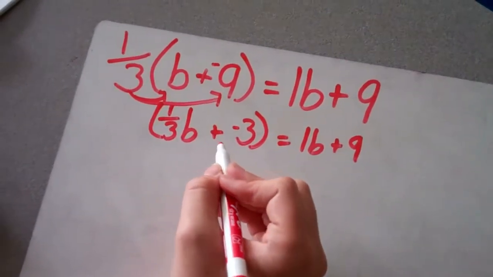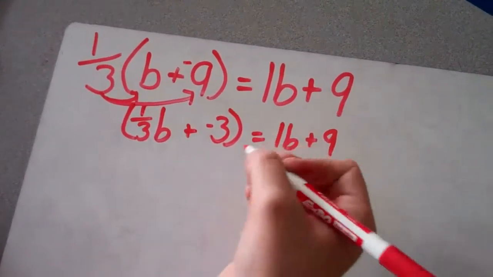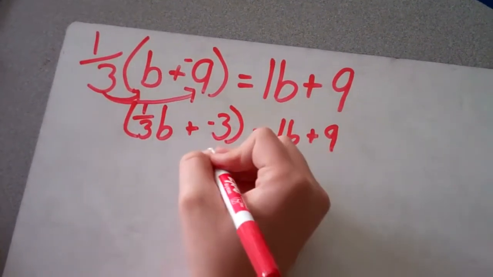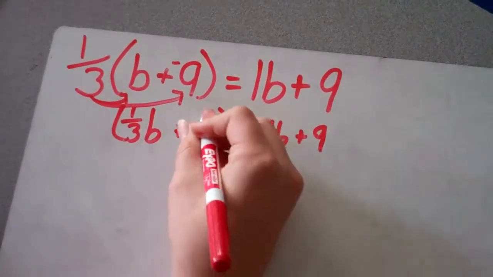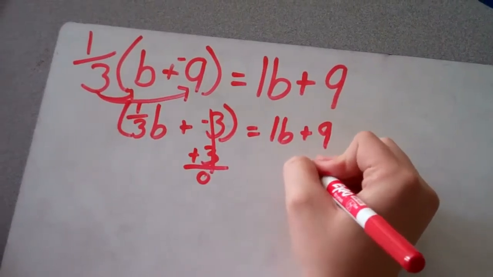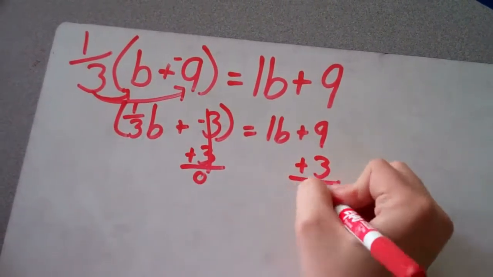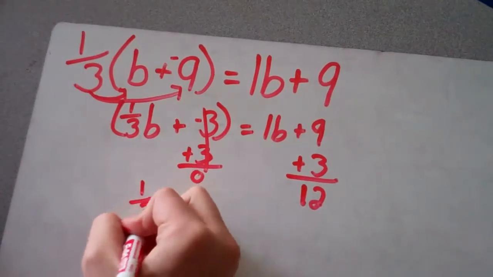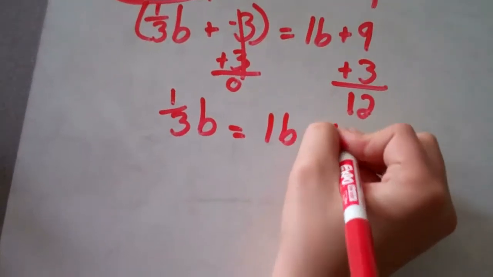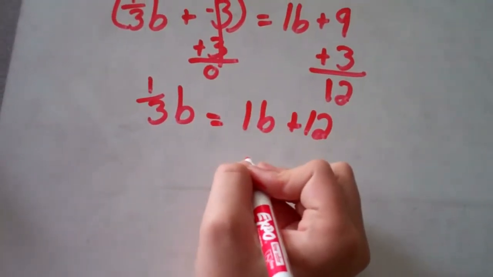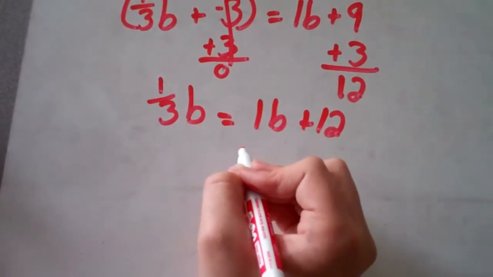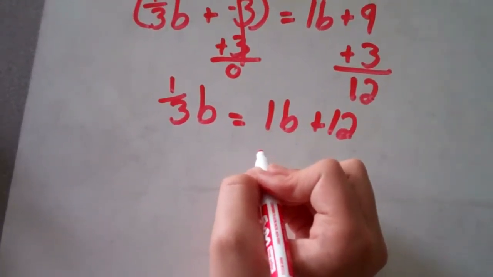Now we're going to isolate the variable on one side of the equation. So we are going to add 3 on both sides so that the negative 3 and the 3 cancel each other out. We need to do the same thing to both sides at all times. If you don't do the same thing to both sides, then the problem is not equal.